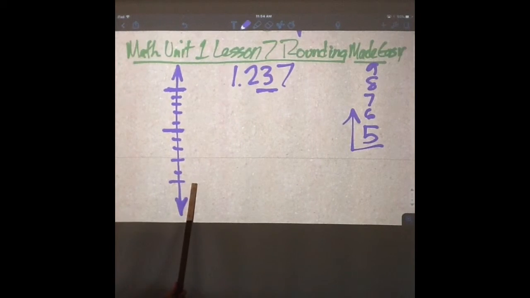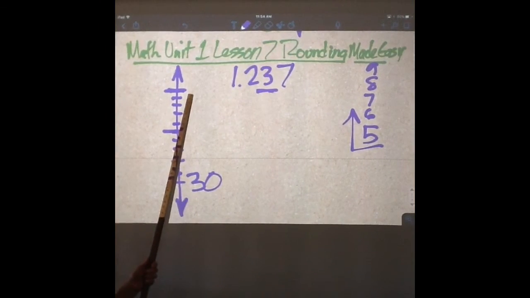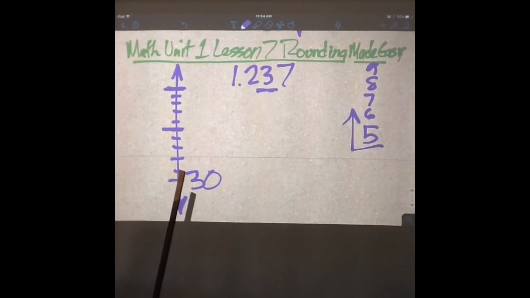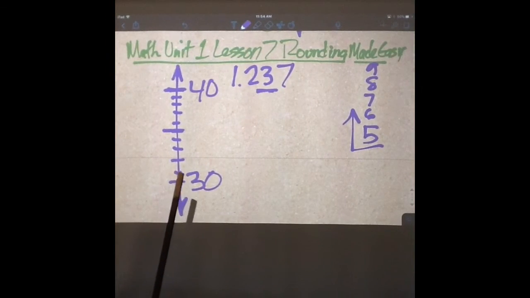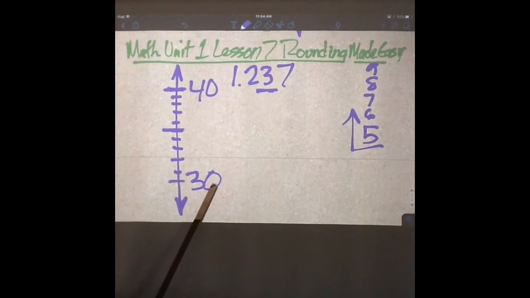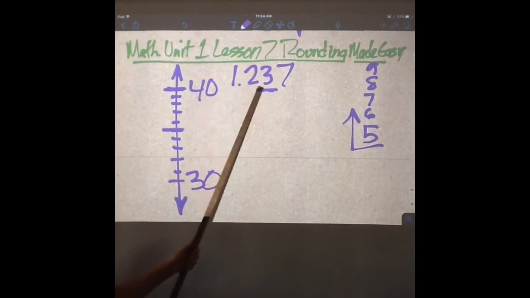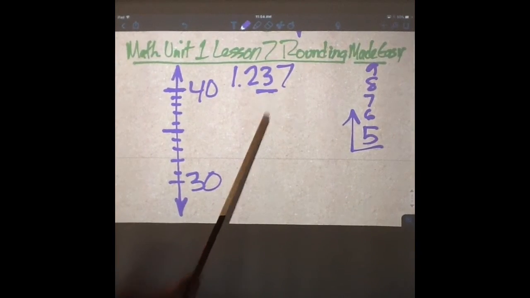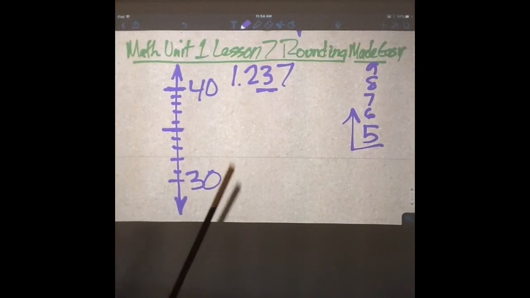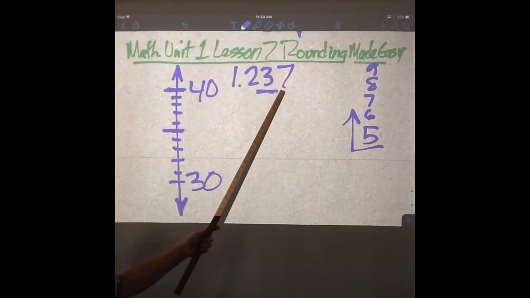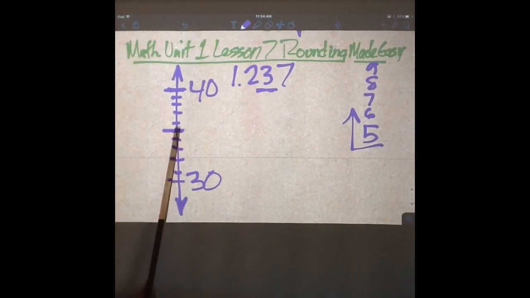So what do we do with the 3? We put it at the bottom. So I'm going to put a 3 and a 0. And what do I put at the top? What's the next number up? 4. And I'm going to put it with a 0, right? So 4 and a 0. So I've got 30, because that's going to round to either 30 or it's going to round to 40. So let's see, shall we? What's it followed by? A 7.